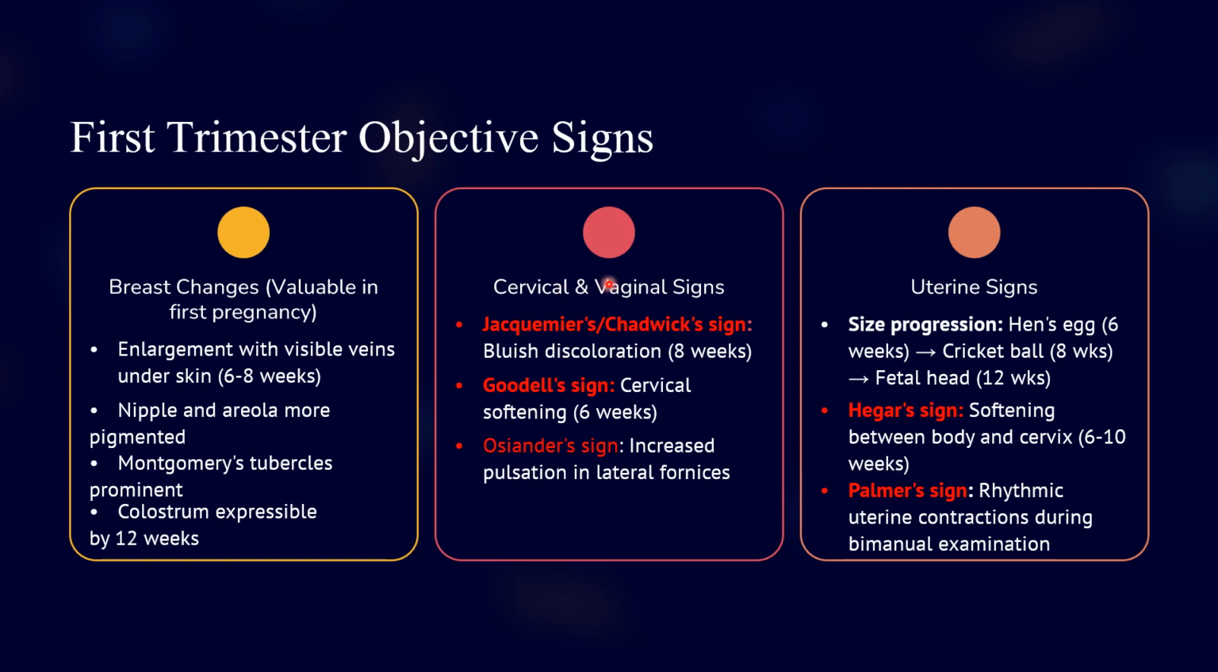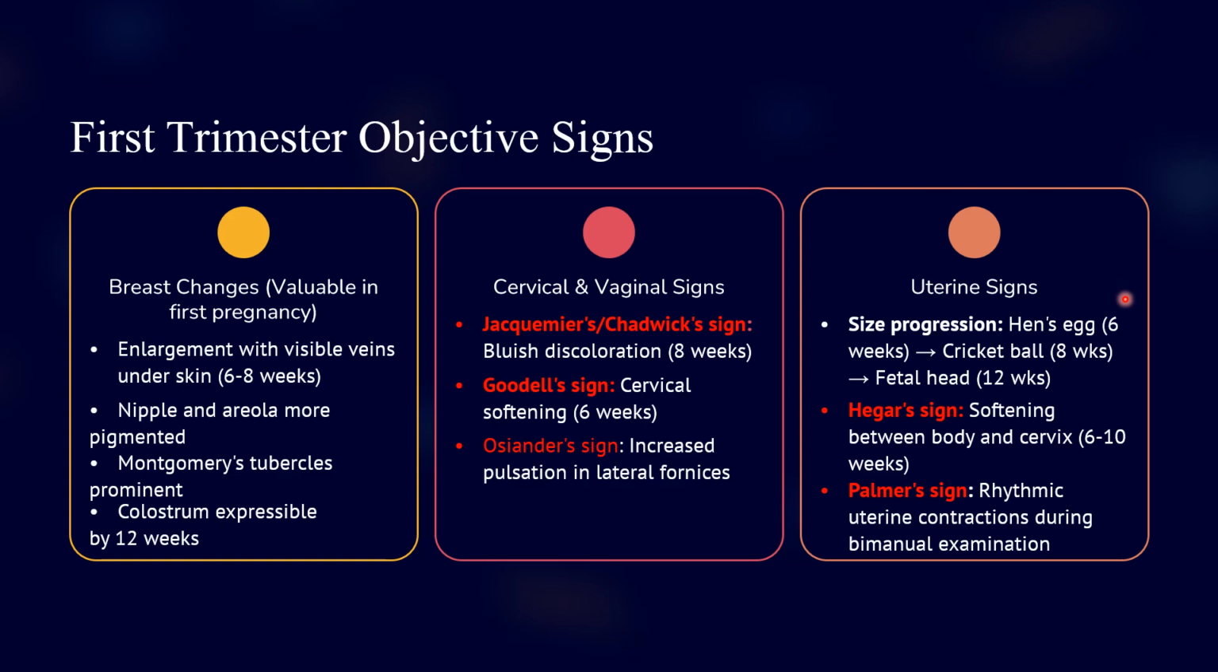And in cervical and vaginal signs, number one is Jacquemier or Chadwick's sign, which is a bluish discoloration of vagina. Number two is the Goodell sign that you'll see, which is the cervical softening. And number three is Osiander sign, which is an increased pulsation in the lateral fornix of vagina. Okay, you'll feel that pulsation while doing bimanual examination.